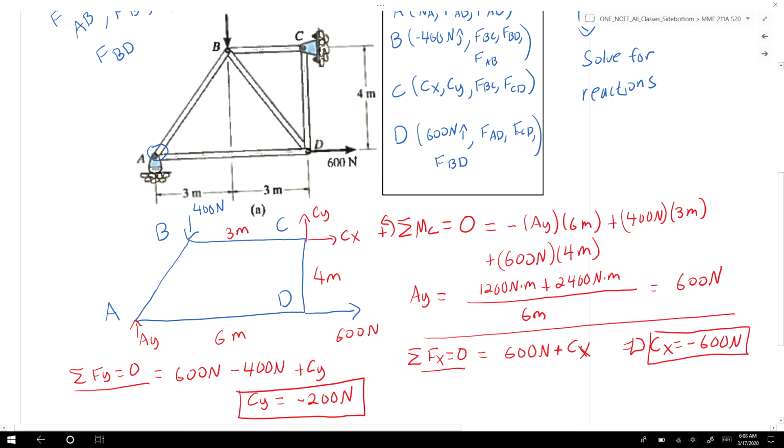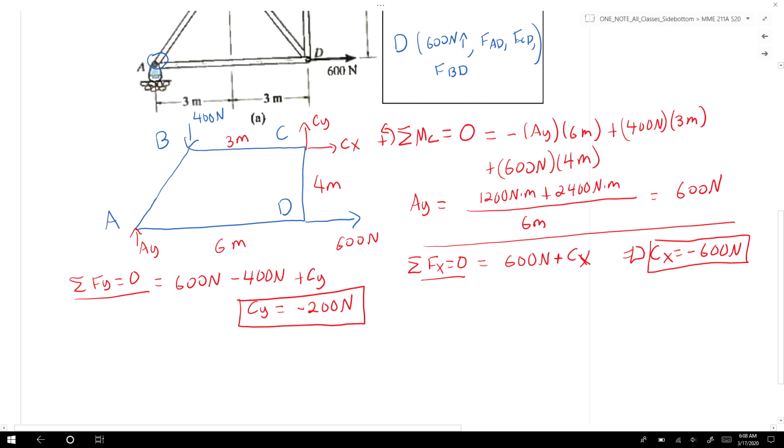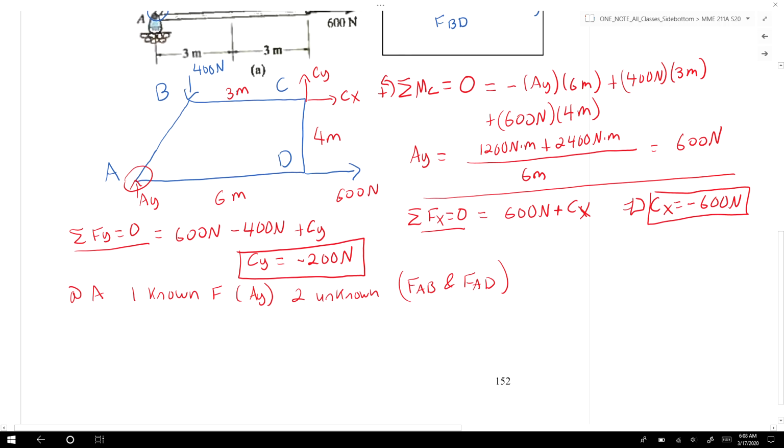Alright, so now we have all the reaction forces solved for. So what we can now do is go to point A, and we can take the free body diagram at point A, because at A we have one known force, which is A of y. Alright, and we have two unknown forces, which are FAB and FAD. Alright, so we're going to draw the free body diagram at point A.